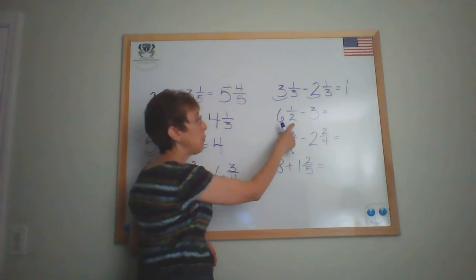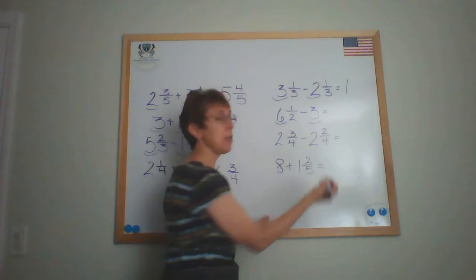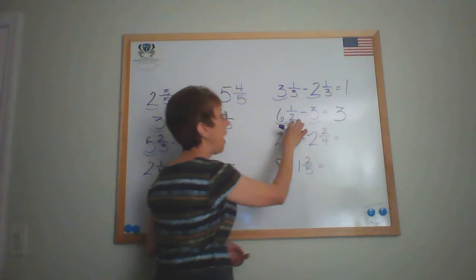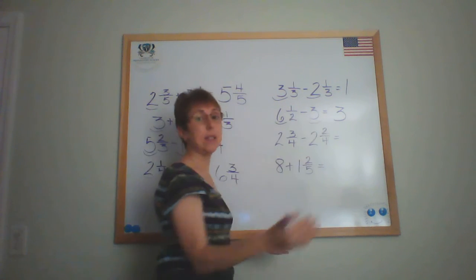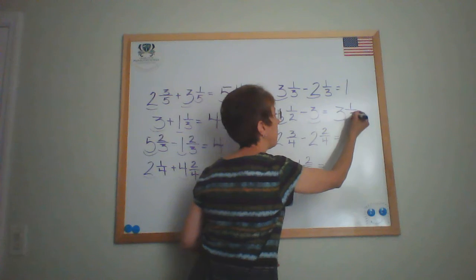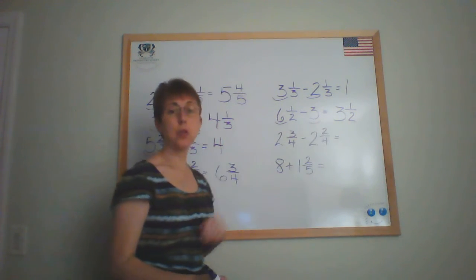Now we have 6 1/2 minus 3. So we start with our whole numbers. 6 minus 3 equals 3. And then 1/2 minus nothing is still 1/2. So 6 1/2 minus 3 equals 3 1/2.